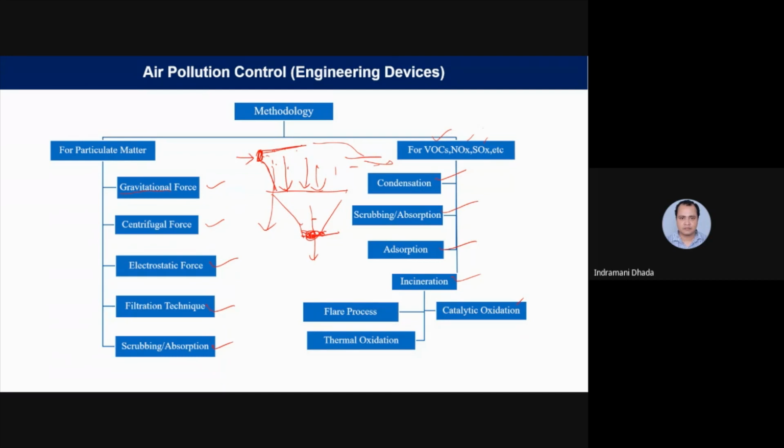Then scrubbing is also there, absorption and scrubbing, for the gases. VOCs are substances which can be emitted at very low temperature, in atmospheric pressure it can be released easily. So if you give a very low temperature, what can you do? You can condense those VOCs to liquid state, and that can be collected. Or you can go for scrubbing or absorption.